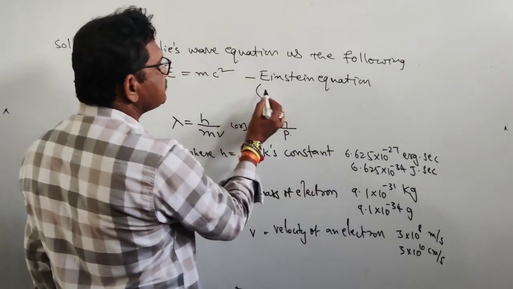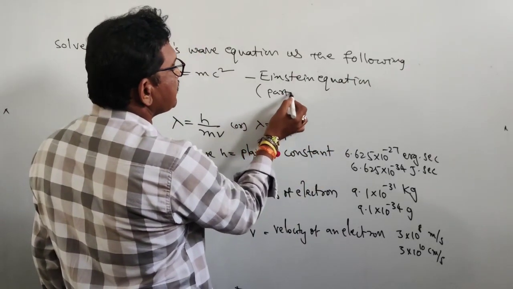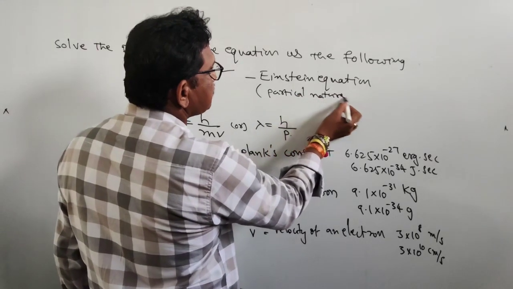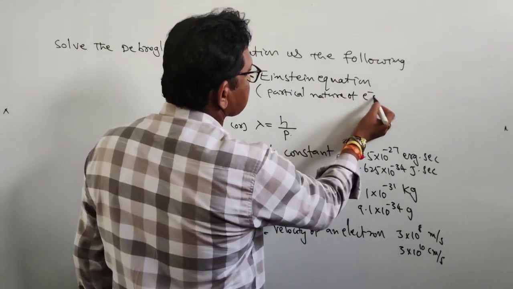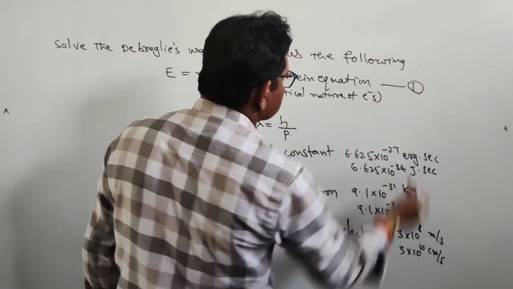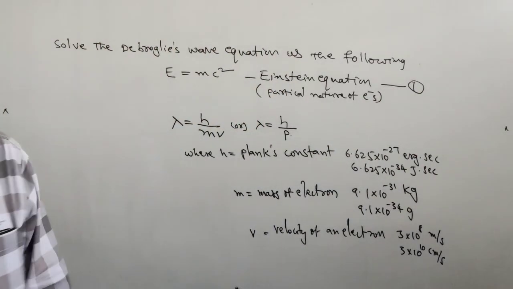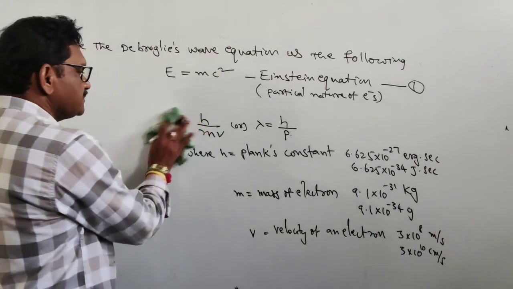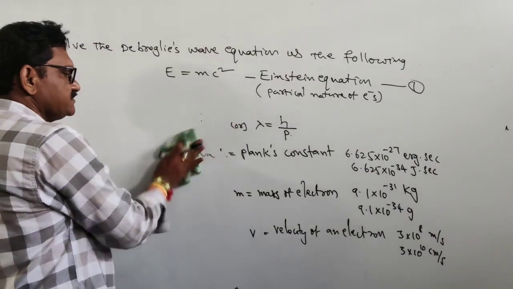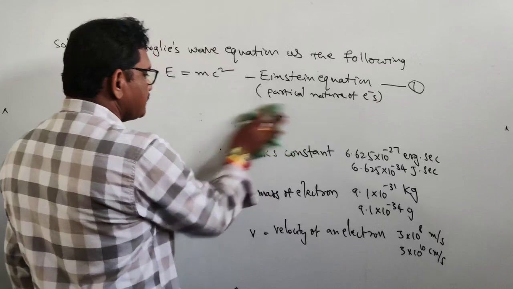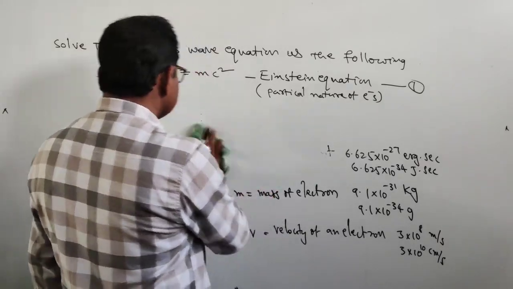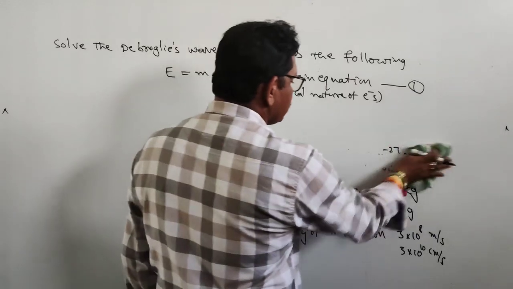Particularly, it represents the particle nature of electron. This equation represents the particle nature of electrons. You call that the first equation. E is equal to mc square is a famous relation and equation which was given by the famous scientist Einstein. That is, E is equal to mc square.